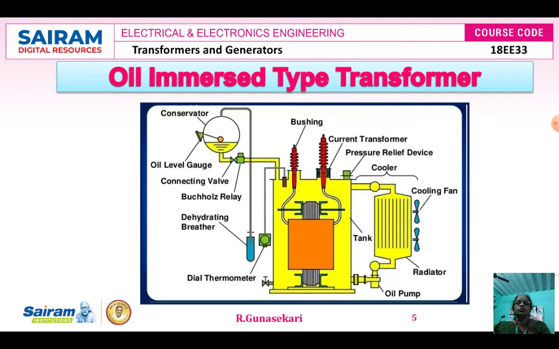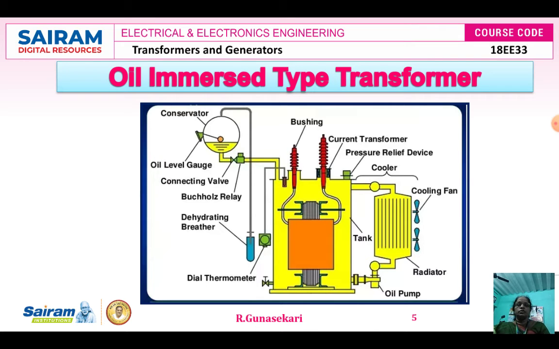This figure shows the oil immersed type of transformer. Now you see the circuit diagram of the oil immersed type transformer: conservator, Buchholz relay, dehydrating breather, dial thermometer, bushings, then current transformer, pressure relief device, cooler, cooling fans, radiator, transformer tank, oil pump, and then connecting valves, oil level gauge. These are the components of the oil immersed type transformers.